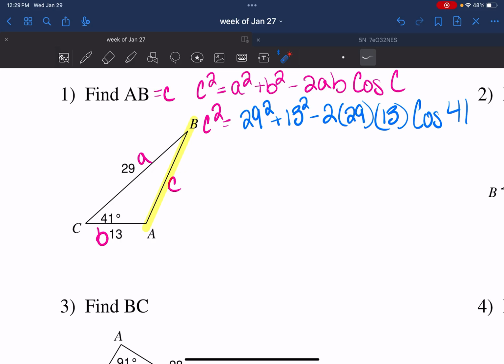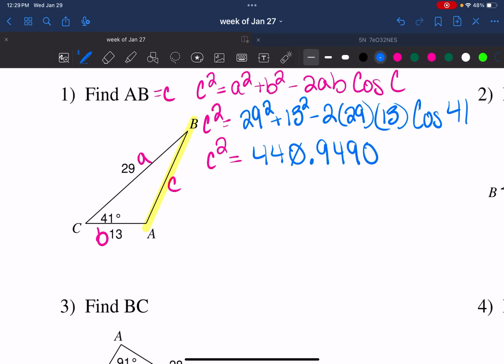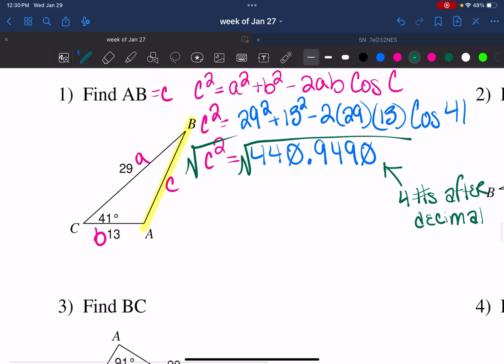That is it. Okay. So when we do that, we'll end up seeing that C squared is going to be equal to 440.9490. I'm going to make sure that we round this out to 4 decimal places. So 4 numbers after the decimal. But this is giving us C squared. I want C, so we're going to take the square root to get C. So C is going to equal 21.0.